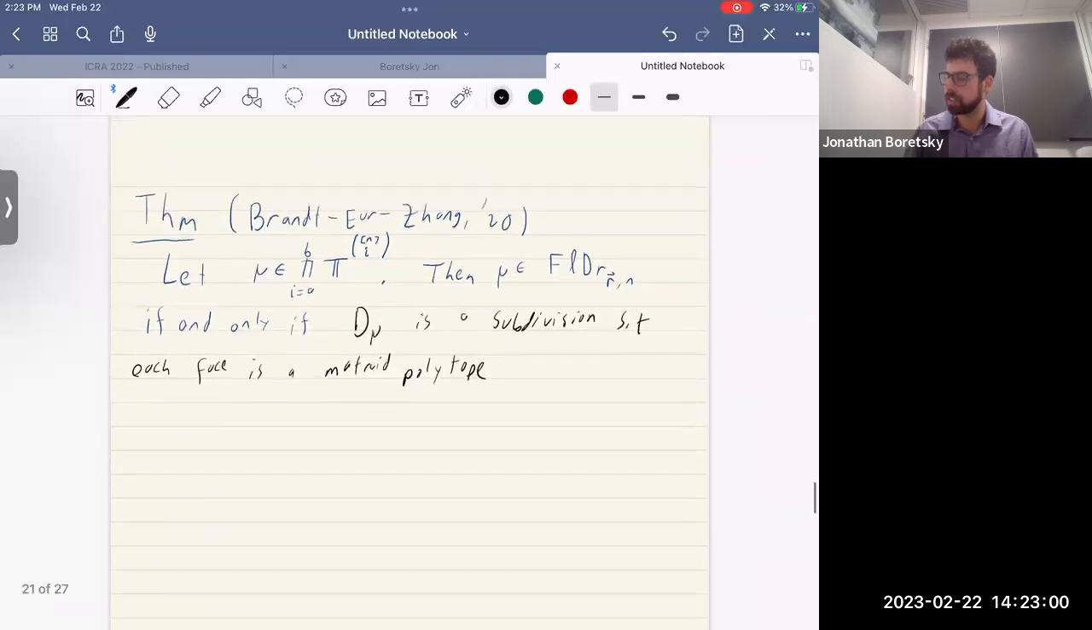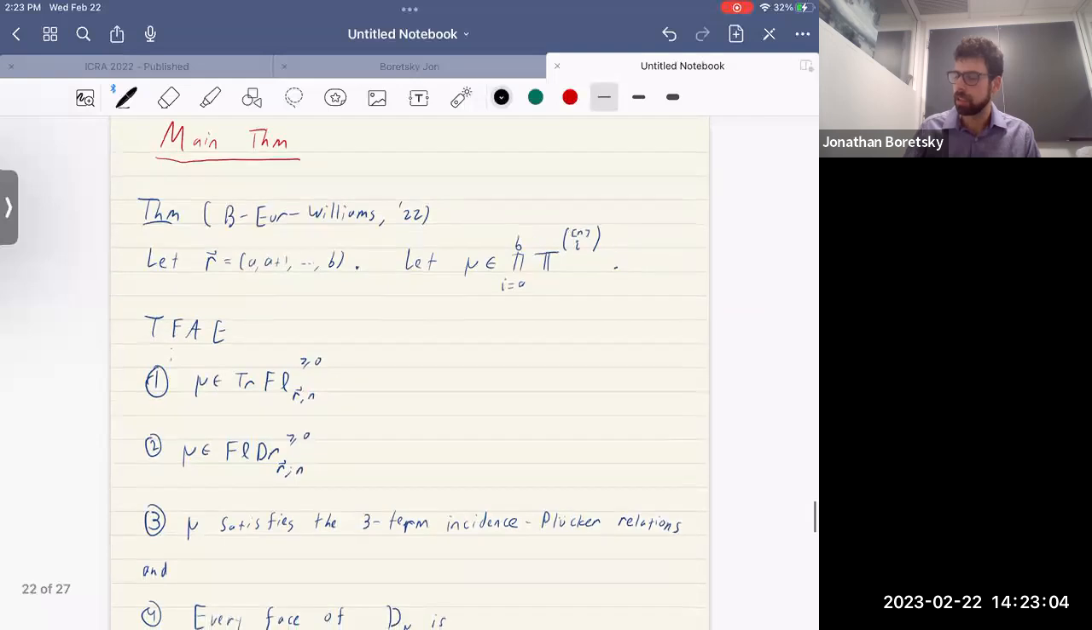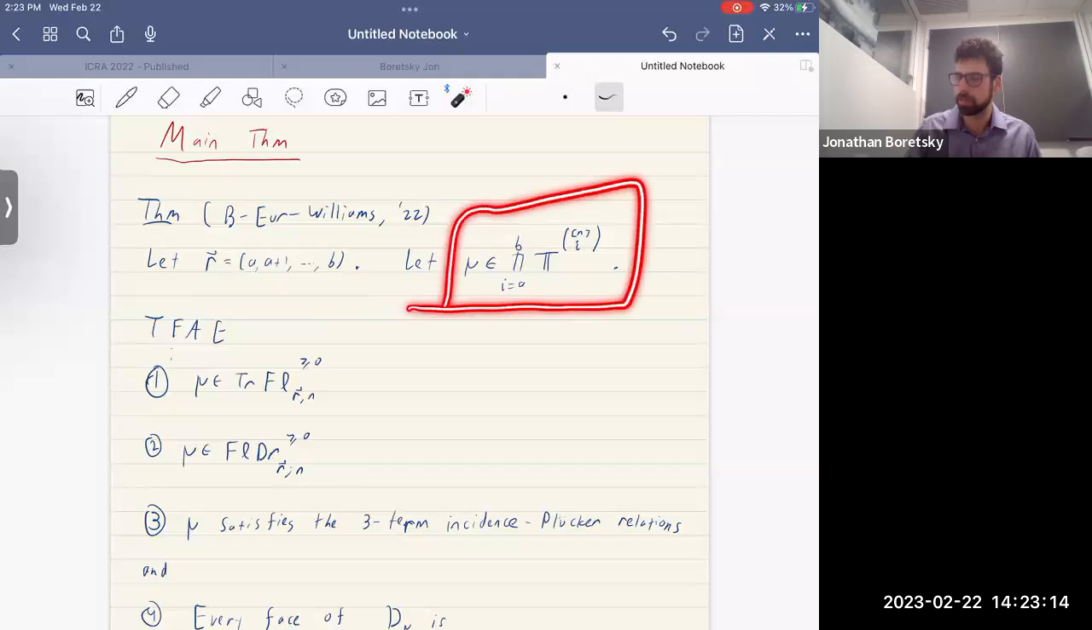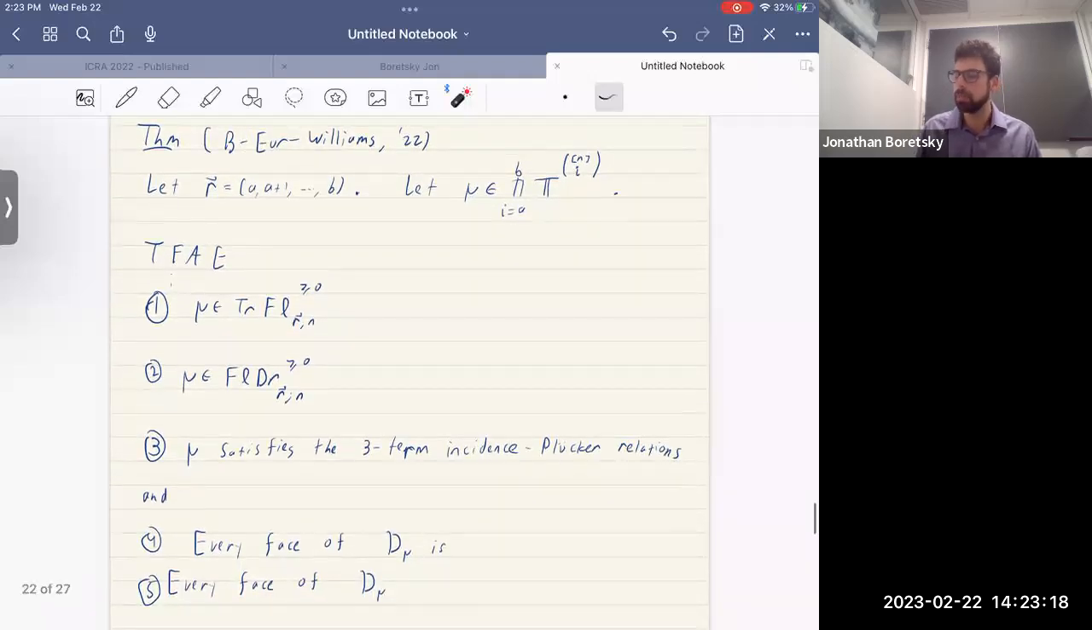So how are we going to generalize this to a positive context? So here's our main theorem. We're going to let R be a collection of consecutive integers, A through B. And we're going to let mu live in the appropriate product of projective spaces. And then the following are all equivalent. So 1 and 2 we've seen already. Mu is in the non-negative part of the tropical flag variety, and mu is in the non-negative part of the flag Dressian. So this we saw earlier.